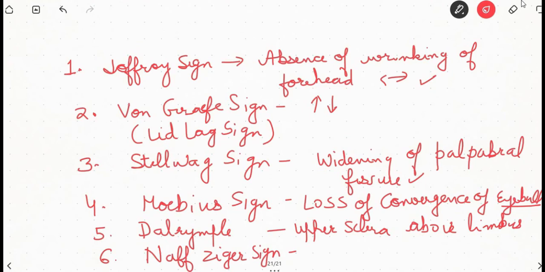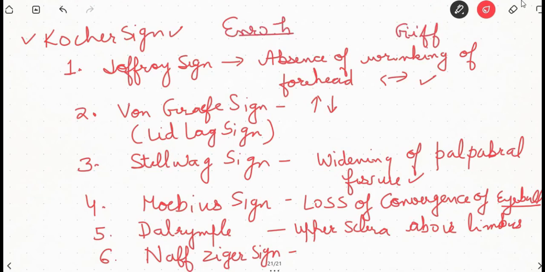Other signs are Kocher sign, that is when an attempt is made to lift the eye higher, the upper eyelid springs up more quickly than the eyebrows. And Rosenbach sign, that is oedema of the eyelid, and Gifford sign, that is difficulty in everting the upper eyelid. So remember the P's in case of Graves' disease.